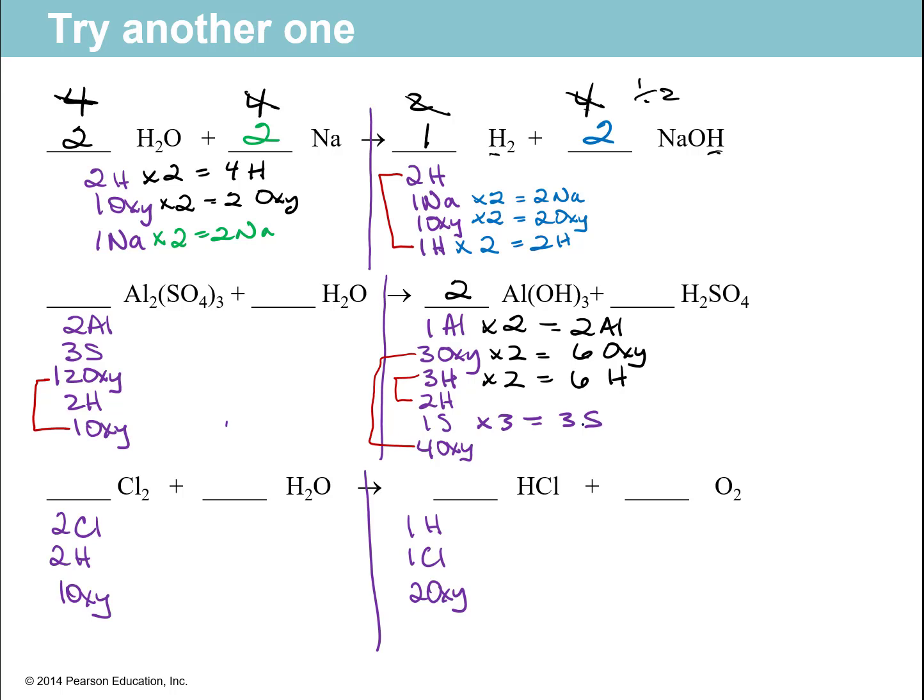That means I have to put that 3 on the line in front of H2SO4. So I put the 3 in front of the molecule that has the sulfur. That means everything in that molecule gets multiplied by 3. So I'm going to have to go times 3, times 3. Now I have 6 hydrogens and 12 oxygens here.